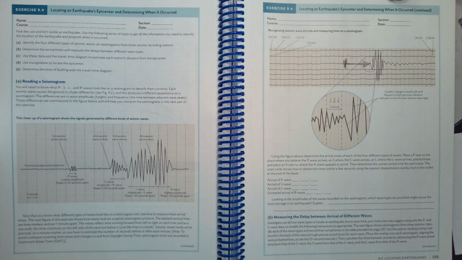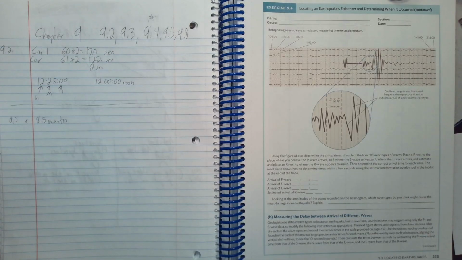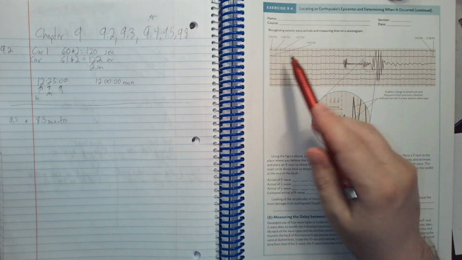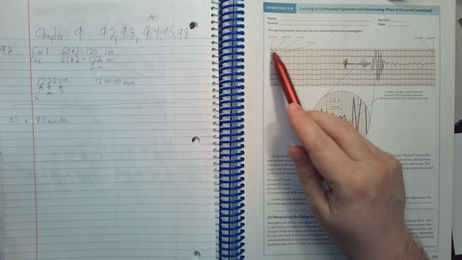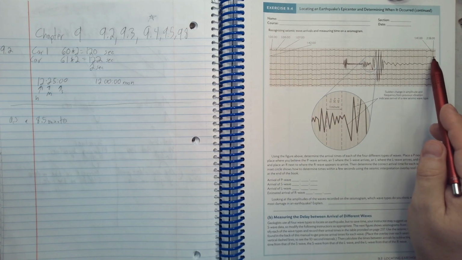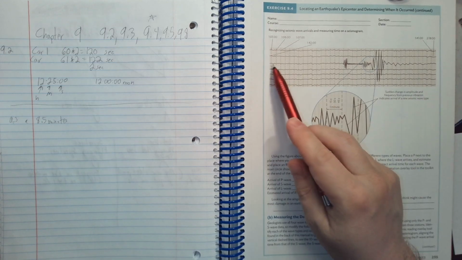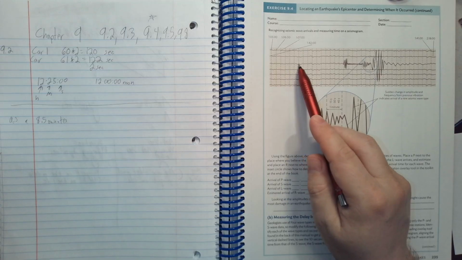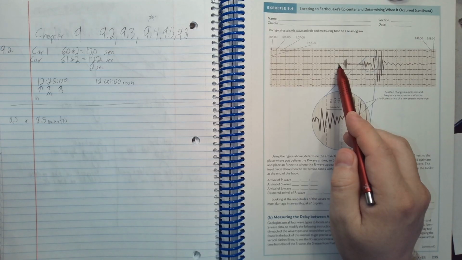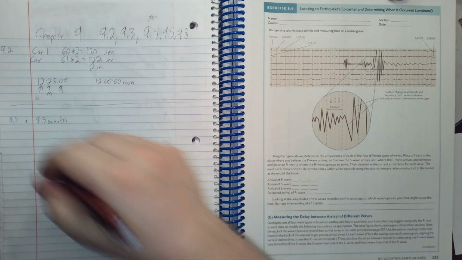Over here, we want to use the figure above to determine the arrival times of each of the 4 different types of waves. Place a P next to where you believe the P wave arrives, an S where the S wave arrives, an L where the L wave arrives, and so on. If we look right here, it's all background noise. Each of these lines represents 1 minute. This is 105, 106, this would be 107. Down here, this is 142. This would be, I'm assuming they're supposed to be pointing here, 218. This would be 19, 20, 21, 22, 23, 24, 25, 26, 27, 28, 29, 30, 31, 32, 33, 34, and this would be 35. So that's interesting.